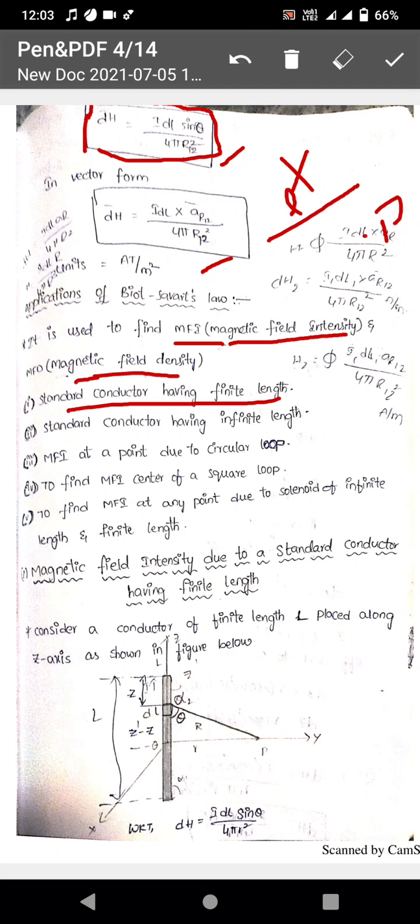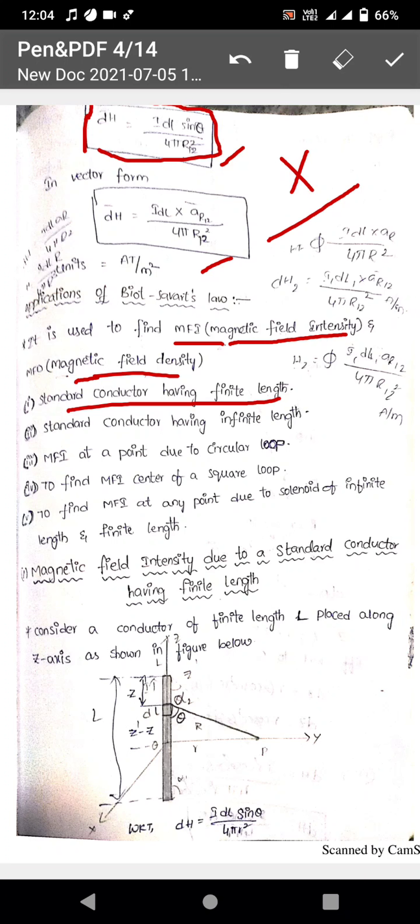Suppose the conductor is of infinite length, we can calculate magnetic field intensity. MFI at a point due to a circular loop: suppose the conductor is in the form of a loop, we can calculate the magnetic field intensity at that point. We can use the Biot-Savart law to calculate only H bar.